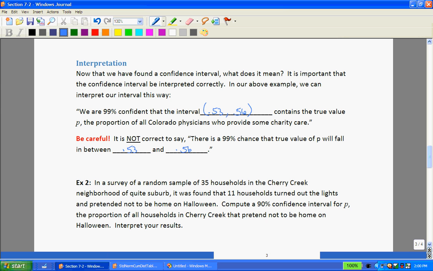Although those seem similar, they're not really similar. So the correct way is: we are 99% confident that the interval contains the true value, as opposed to saying the value falls in there. The difference is because this 99% is saying we could come up with various different intervals, and 99% of the time it's going to contain the true proportion, and maybe that one time it's not. So it's not about the value falling inside of it, it's that the interval contains it. So be very careful when you go to interpret these results.